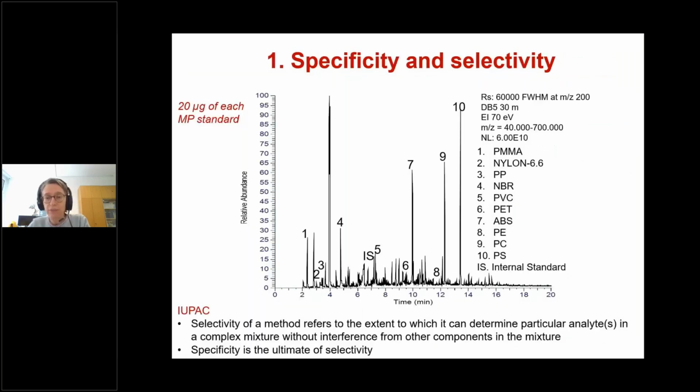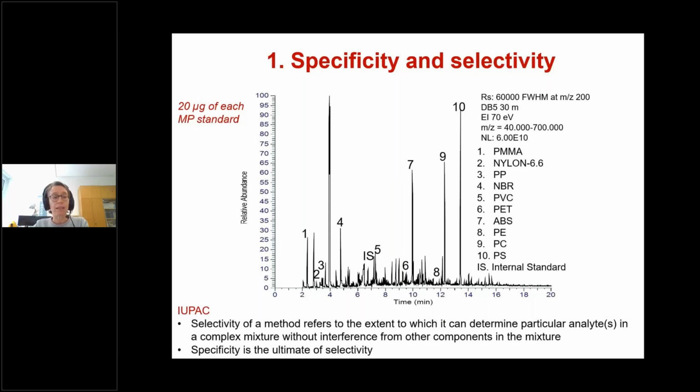So I will talk of the different parameters on the pyrolysis GC-MS method. To set up the method, we weigh 20 micrograms of each polymer standard directly into the pyrolysis cup. Here we see a chromatogram of a standard. You could expect 10 compounds, 10 peaks, but in real life, 10 compounds provide a chromatogram full of hundreds of peaks.